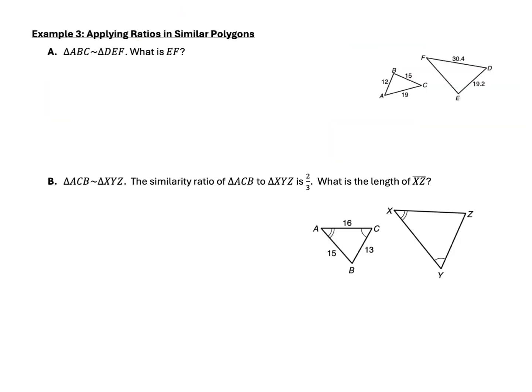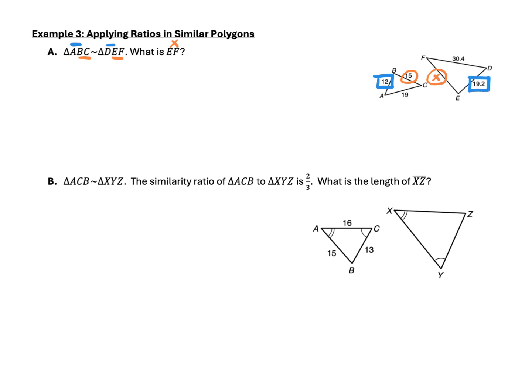Moving on to example 3, we're going to apply some ratios in similar polygons. So this time it's telling us that triangle ABC is similar to triangle DEF, and we want to find the length of side EF. So I'm just going to put an X right there in my picture, and let's see what EF matches with in the other triangle. Well, EF matches with BC. All right, next up, I just need another pair of matching sides. So I'm going to pick this 12 right here, side AB, and AB matches with DE.